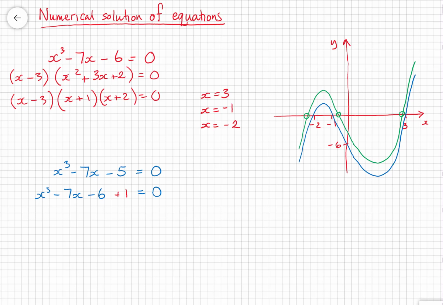So for now, I'm going to take off the original graph, the x cubed minus 7x minus 6 graph that we originally started with, so that we can focus our attention on the graph that we're now looking at.